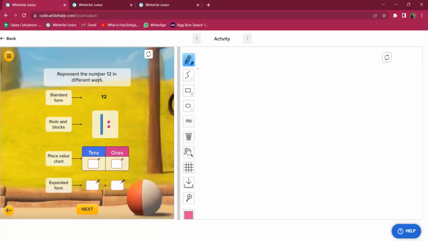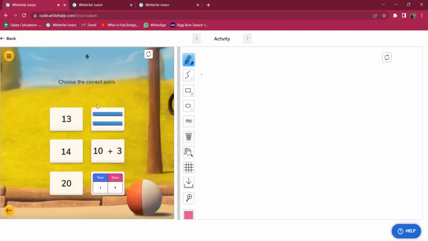So now represent the number 12 in a different way. Okay, so here we have already mentioned 12 in the standard form, then in the rods and blocks form. So here we have to write 12 in the 10 space and the 1 space. Then the expanded form will be 10 plus 2 ones. So we write like this and then go to the next question.